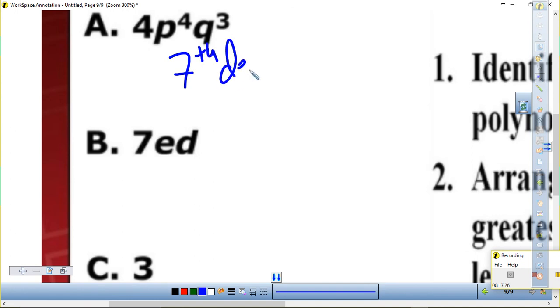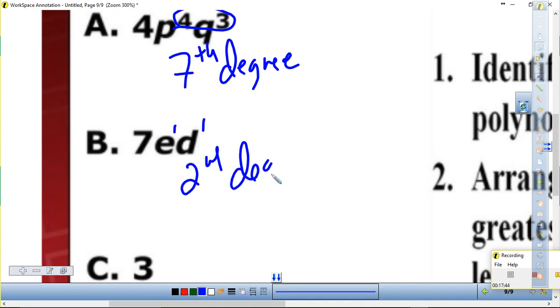7th degree. Why? Because we add the 4 and the 3. And this is a monomial because we're still not adding or subtracting anything, right? This one is 2nd degree. Yes? And why? Because 1 plus 1 is 2. Do we add the 1 on the 7? No. And this one is the 0 degree. We got this? Yeah, piece of cake, right?